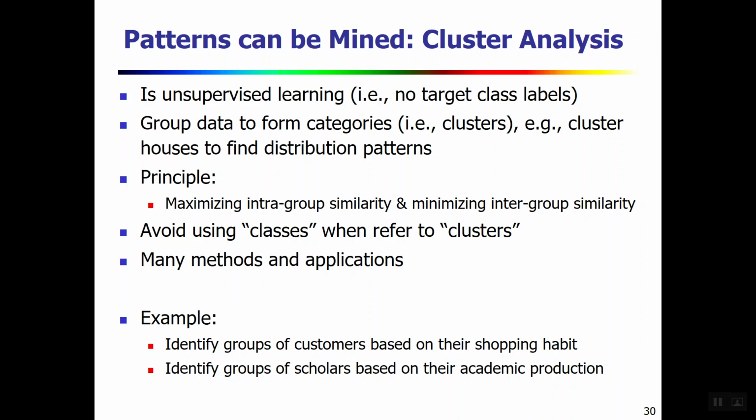The principle used in cluster analysis is maximizing the intra-group similarity and minimizing inter-group similarity. So different groups have to be very different, far away, and the data points in the same group need to be very similar. Your cluster analysis would fail if the similarity of the items within one group is less than the similarity of the items across groups, right?